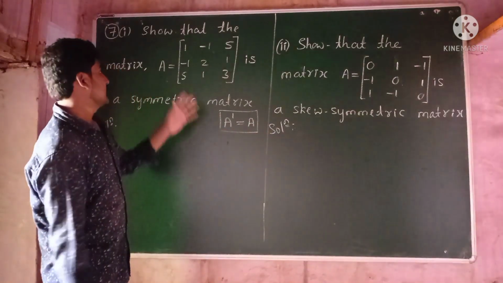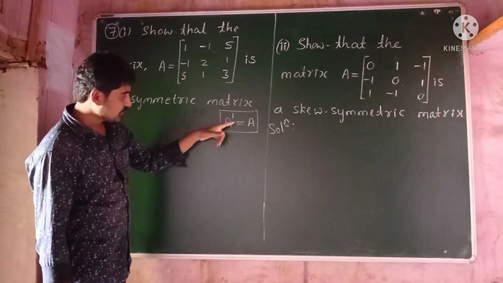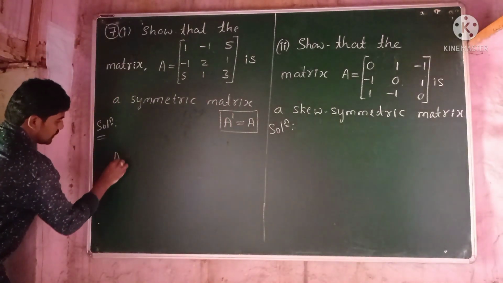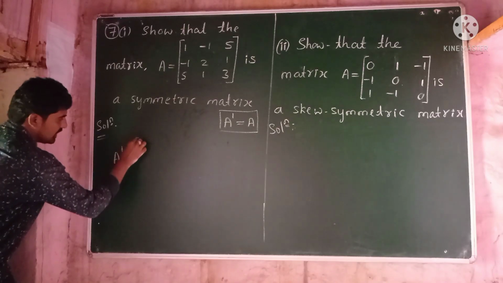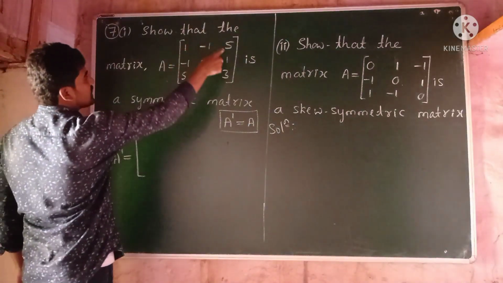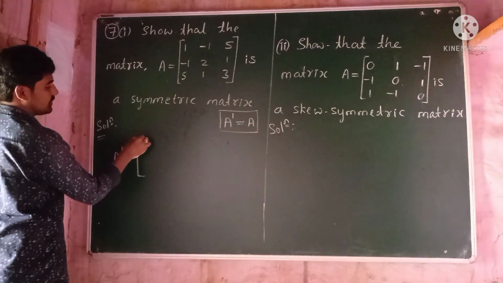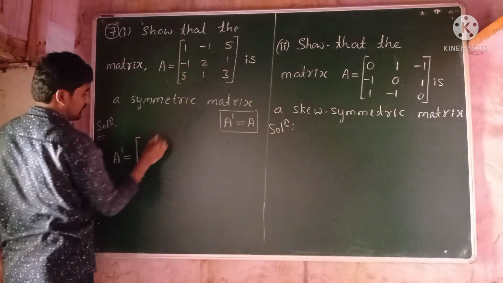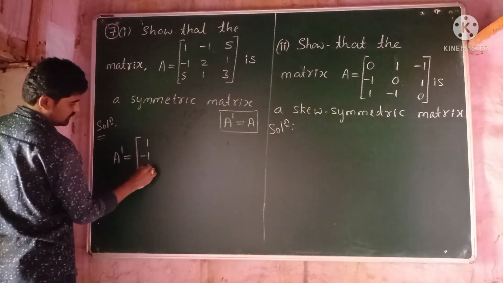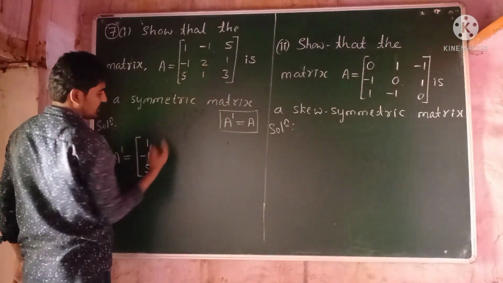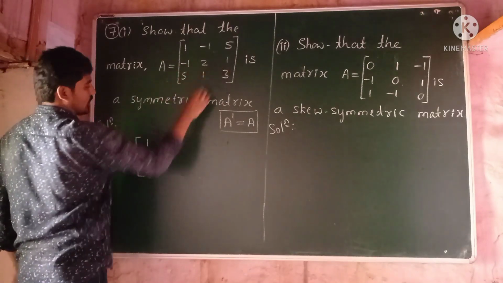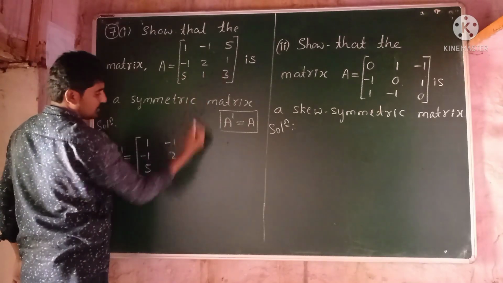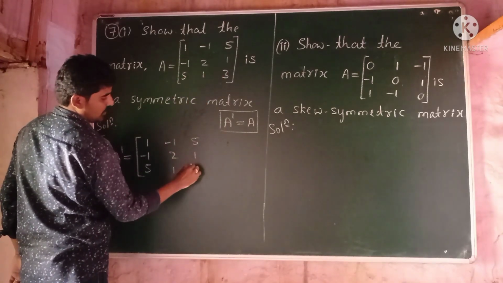So to prove A is a symmetric matrix, first we need to find the transpose of the matrix A. The transpose of the matrix A is obtained by interchanging rows and columns of the matrix A. Therefore, the first row becomes the first column, 1 minus 1 5. The second row becomes the second column, minus 1 2 1. The third row becomes the third column, 5 1 3.